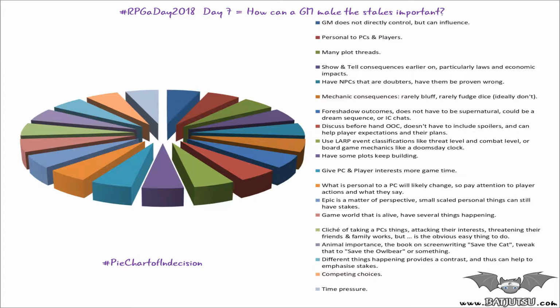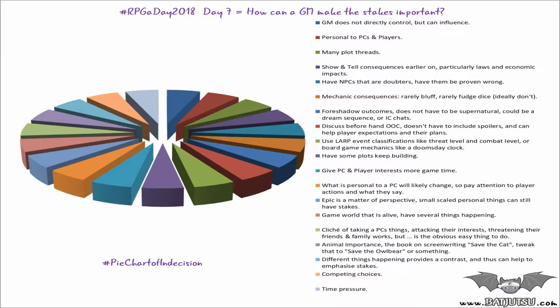I've run two campaigns that stand out in regards to this, one being Legend of Five Rings, and another being Aberrant. And in both games, the players spent a lot of time talking in character about changing how society works in that setting, and they were pretty intense sessions. Discuss beforehand out of character. Doesn't have to include spoilers, and can help player expectations with their plans.